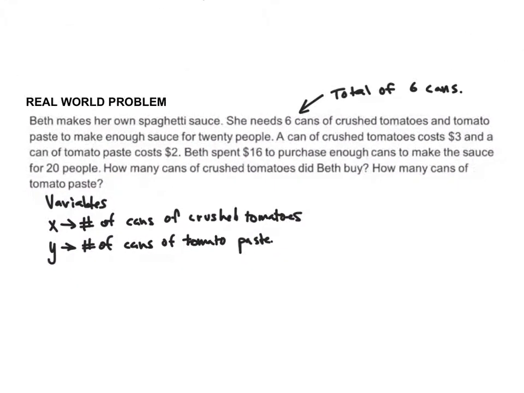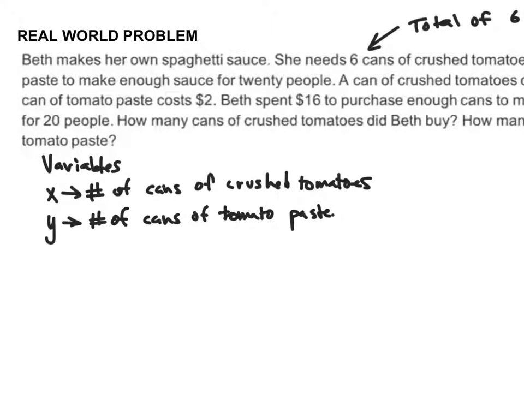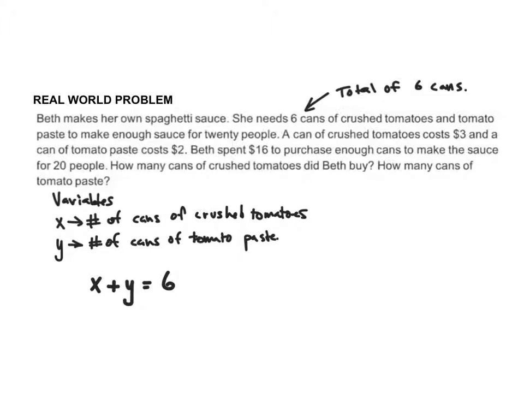Because we have a total of 6 cans, we can write out the equation: the number of cans of crushed tomatoes, x, plus the number of cans of tomato paste, y, is going to equal 6, okay? Now, the other equation that I can write is a can of crushed tomatoes costs $3, and a can of tomato paste costs $2. A total of $16 was spent, okay?